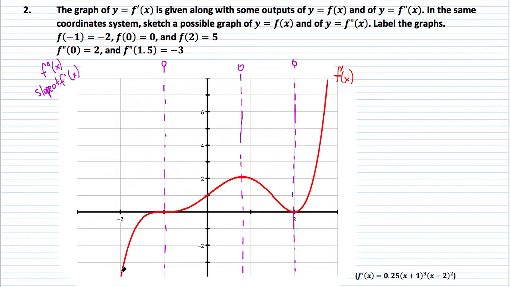Now, the slope of this graph to the left of -1 is positive, and the slope of the graph just to the right of that is also positive. Positive for this section, negative for this section, and then positive here.